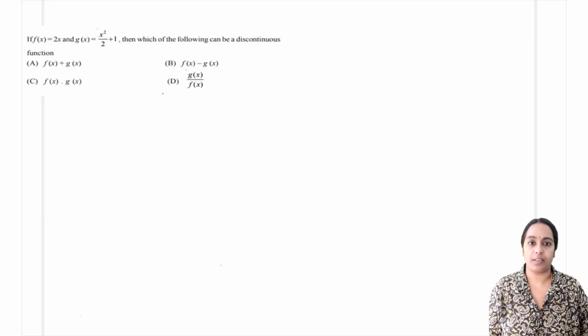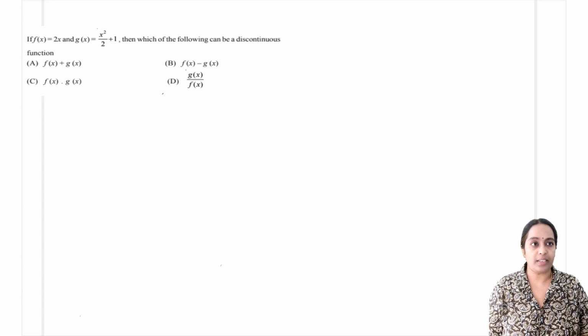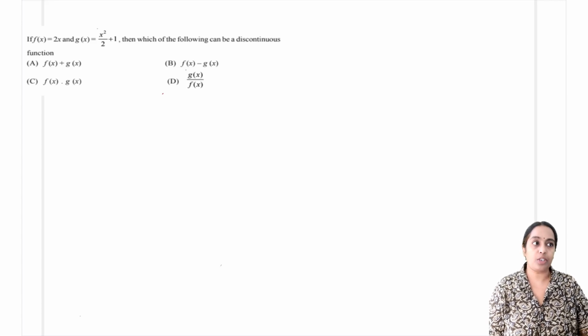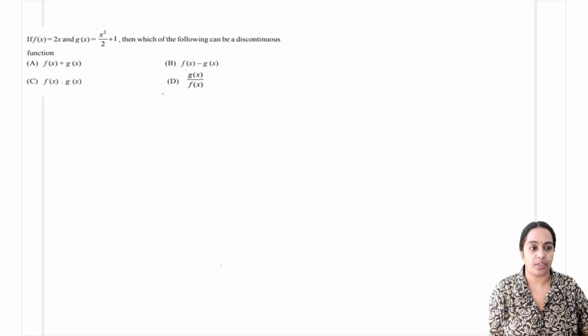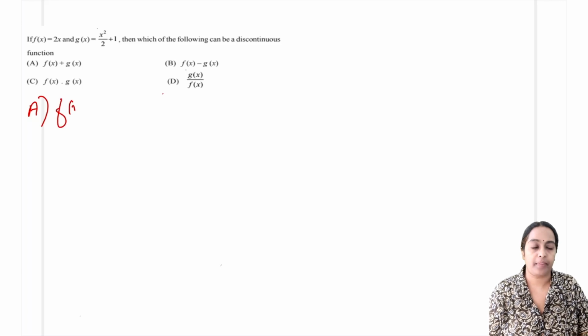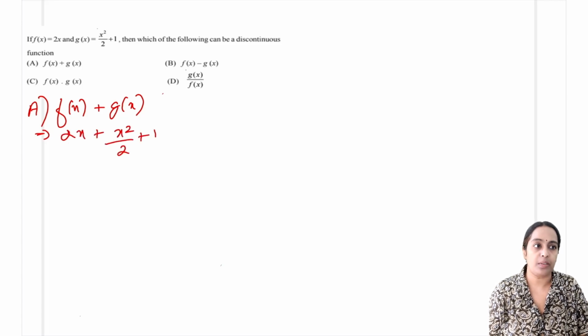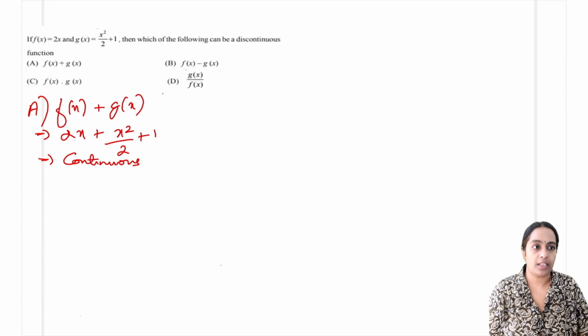The first question. So the question says, if f of x equals 2x, g of x equals x squared by 2 plus 1, then which of the following can be discontinuous function? So let's check the options one by one. The first option, option A, f of x plus g of x. So this is going to be 2x plus x squared by 2 plus 1. So looking into it, it is a quadratic polynomial. So we know this polynomial function is definitely continuous for all x belongs to R, the real number set.